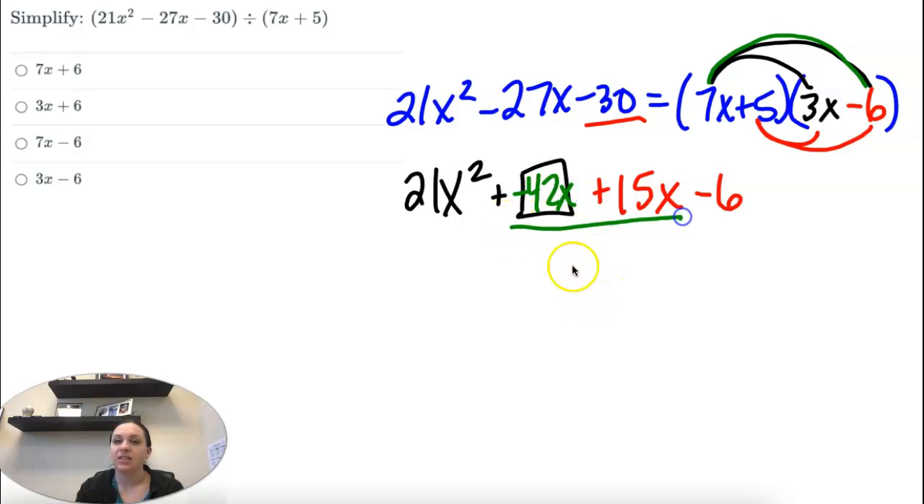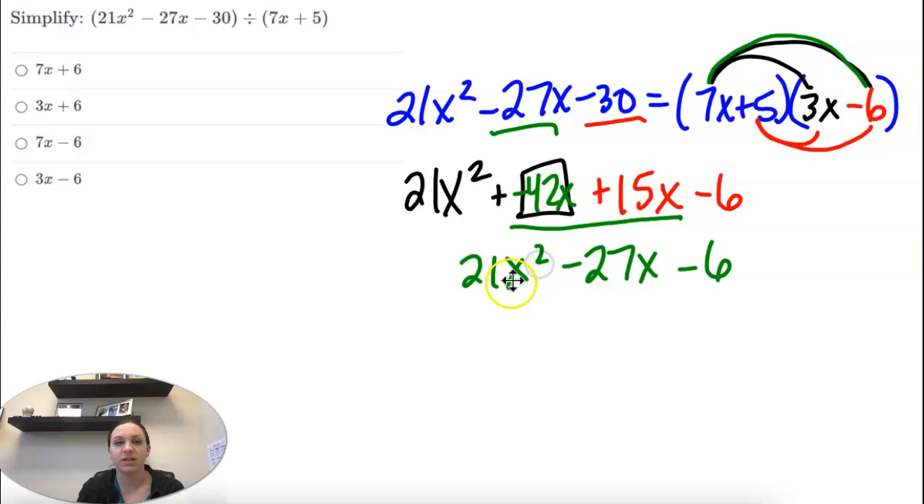So when I add these together, that's where the negative 27x comes from. And I still have minus 6. I still have 21x squared. So my answer is 3x minus 6. It's that second factor. And that's where we're going to stop.